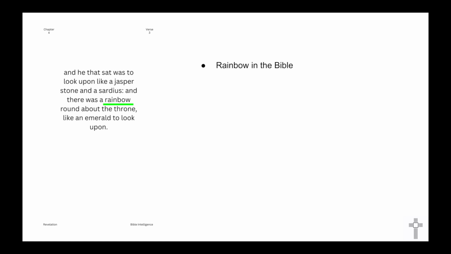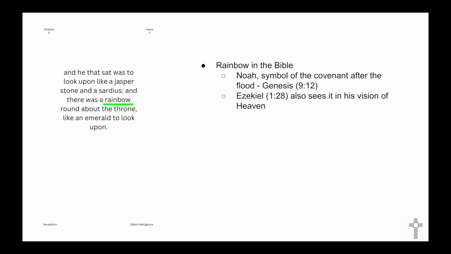And the interesting thing with the rainbow is that we do see it in the Bible. There's the famous case of Noah, the symbol of the covenant after the flood in Genesis 9 verse 12. But Ezekiel, it's fascinating. You read the book of Revelations and you read Isaiah, Ezekiel, Daniel, there are a lot of similarities. And we're going to see in Ezekiel that he also sees the rainbow in his vision of heaven. And later in Revelations chapter 10, we're going to come across an angel who's got a sort of rainbow crown.